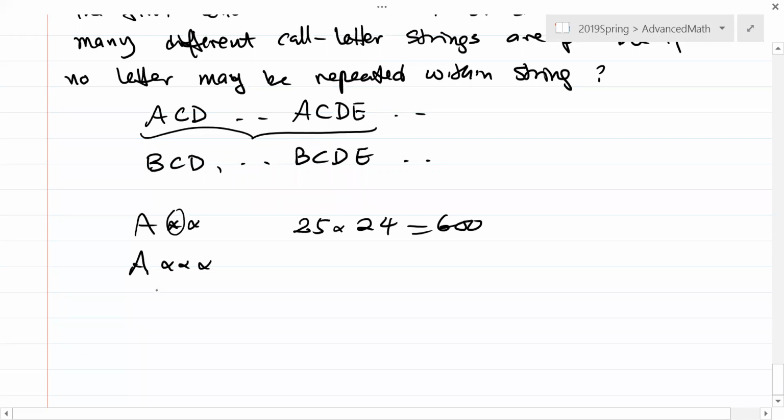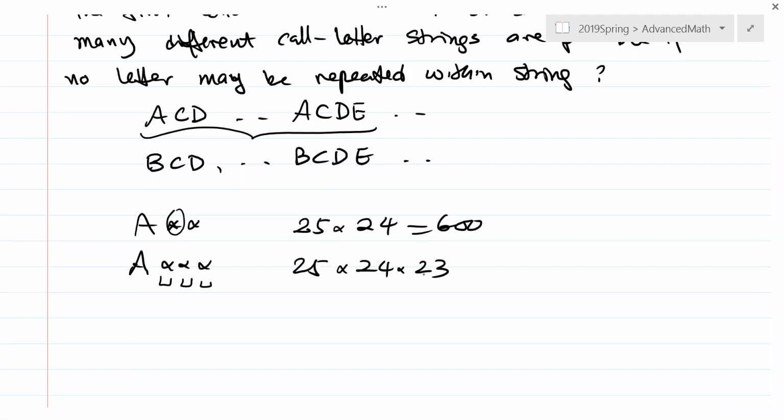Now for the next one, you begin with 25, and then for that one you have 24 choices. For the third letter, you have 23 choices. See, there are 3 different letters. How many possible combinations can you have, and how do you do that? Step 1, you pick 1 letter from the group.